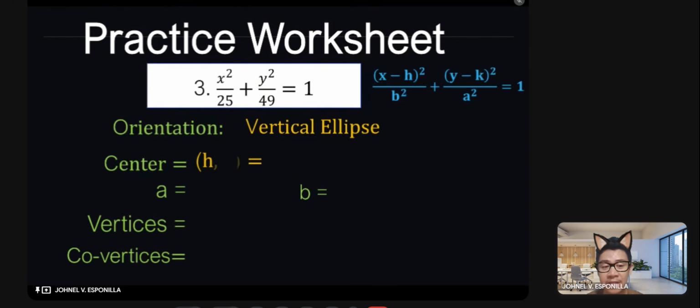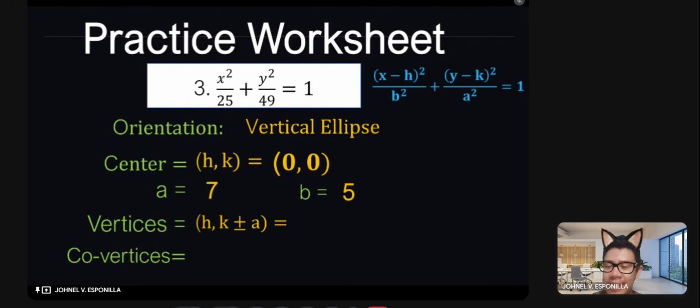So walang number na kasama po sa x and y, and that is 0, 0 pa din. Ano yung a? Square root ni 49? 7. How about square root ni 25? 5 naman. So ano yung vertices nito? That is k plus minus a. Since 0, 0 naman yung center, so plus minus a na lang. And the vertices are 0, 7 and 0, -7.